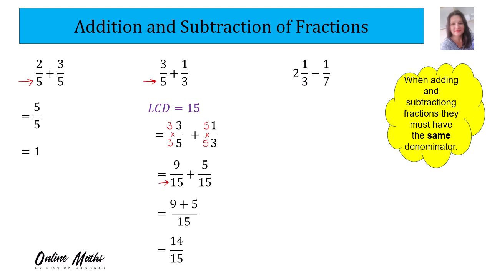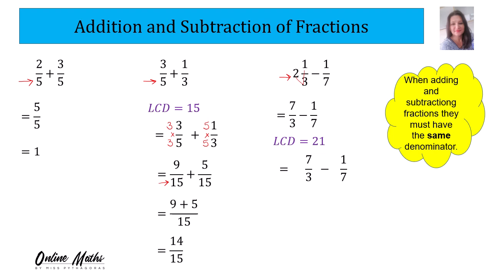Then in the next sum, 2 and a third minus a seventh, there's a problem, and your problem is that that number is a mixed number, the first term. So we first have to write that as an improper fraction, and we do that by saying 2 times 3 plus 1 is 7 over 3 minus a seventh. Now I want to subtract them, but the denominators aren't the same. So I will find a LCD. And you find the LCD by saying 3 times 7, which is 21.